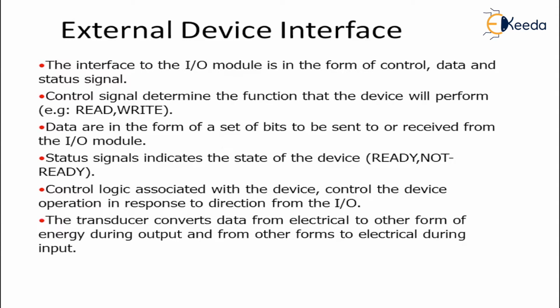Now, external device interface. The interface to the IO module is in the form of control data and the status signal. Now, what do you understand by control data and status signal? It is used to control the data and simultaneously it will give you the signal status. Suppose your read operation is being performed, the signal will be 1. As soon as the read operation is off, the signal will be 0. And similar things can happen for the write operation also.